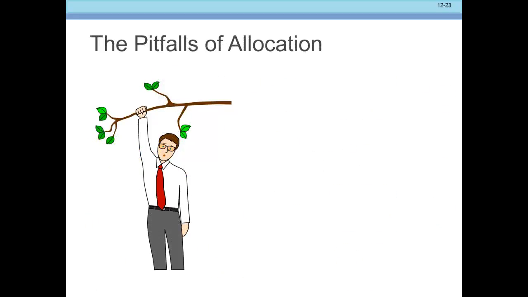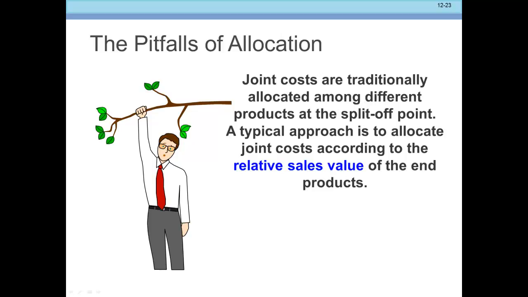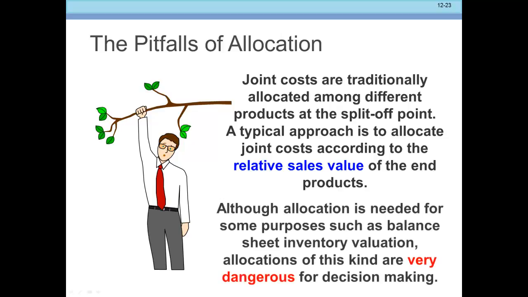We traditionally allocate joint costs among different products at the split-off point. One approach would be to allocate joint costs according to the relative sales value of the end products. Although allocation is needed for some purposes, such as balance sheet inventory valuation, allocations of this kind are very dangerous for decision making. They can lead to misleading data that causes bad decisions.